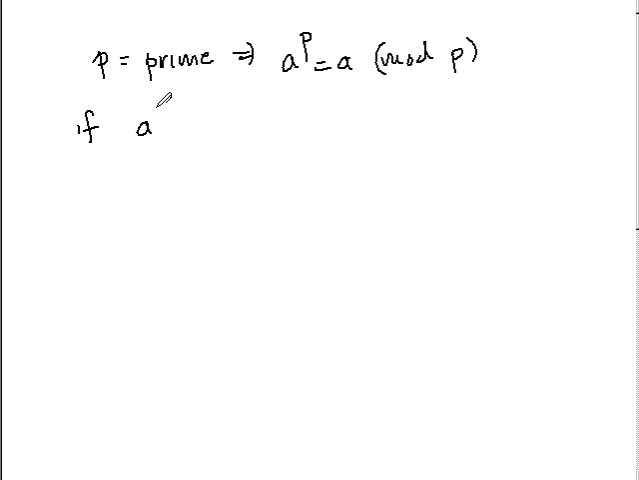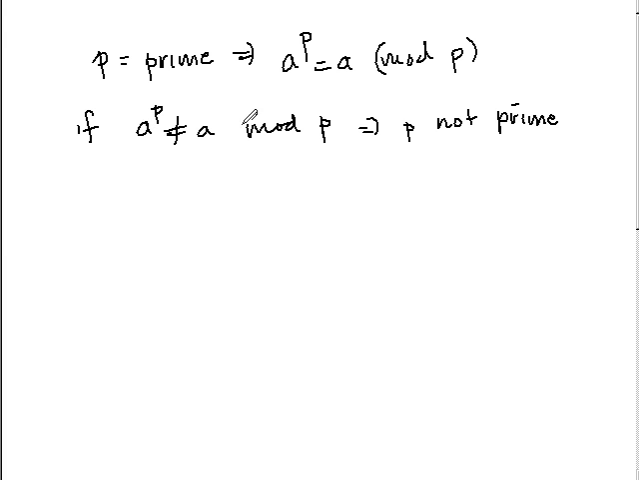for primality. So if the theorem is that p is prime implies that a^p ≡ a mod p, then if a^p is not equal to a mod p, what can we conclude? If A implies B, then not B implies not A, right? That's the contrapositive. So p is not prime.